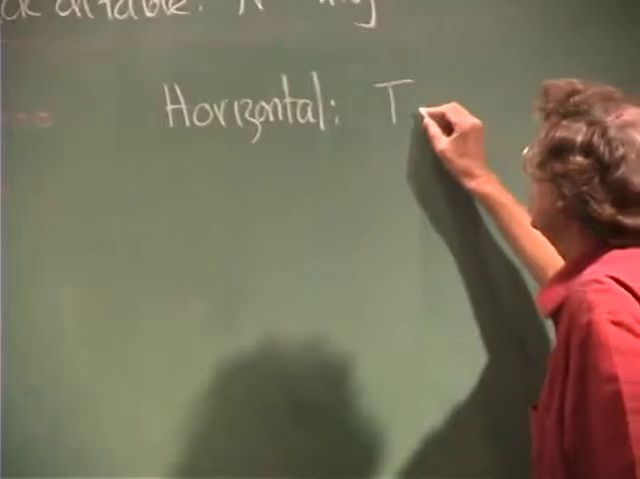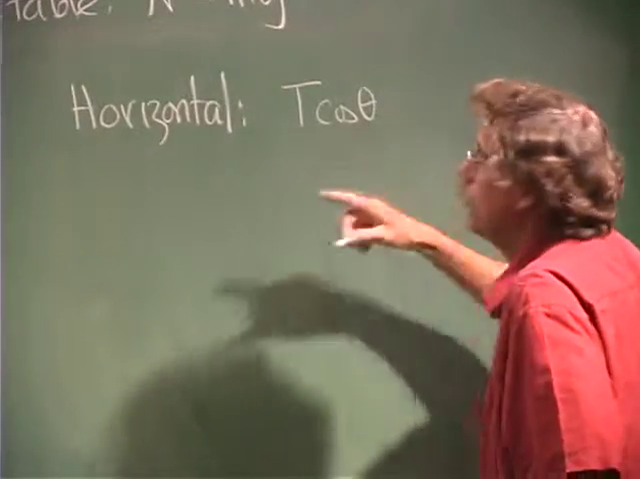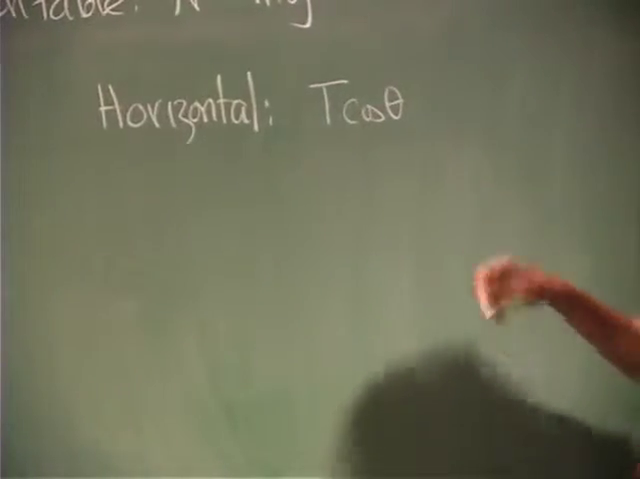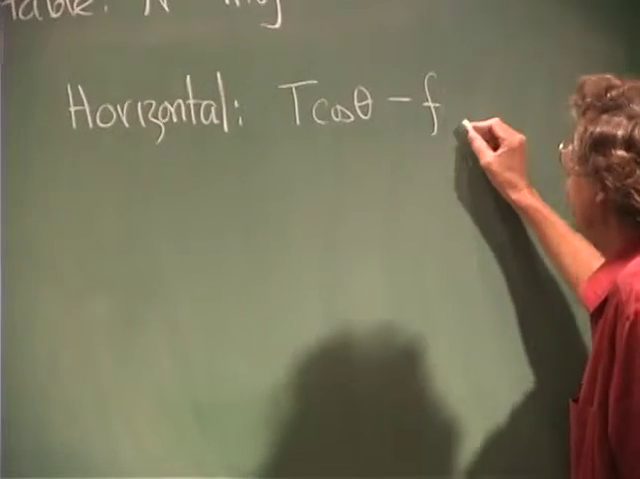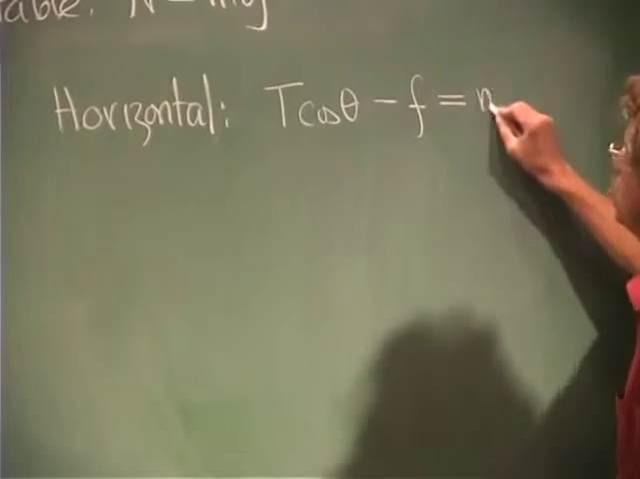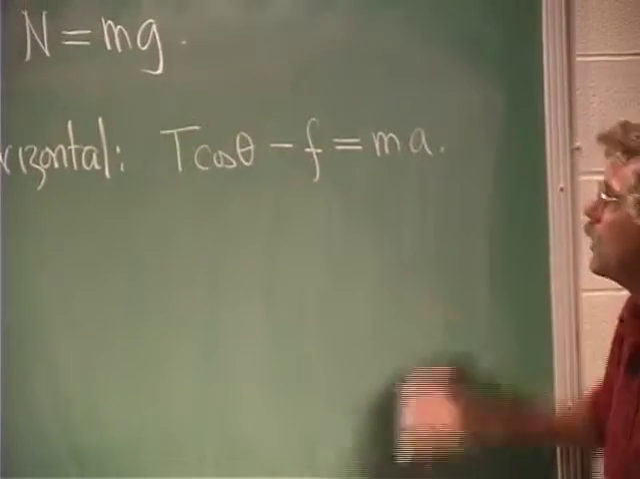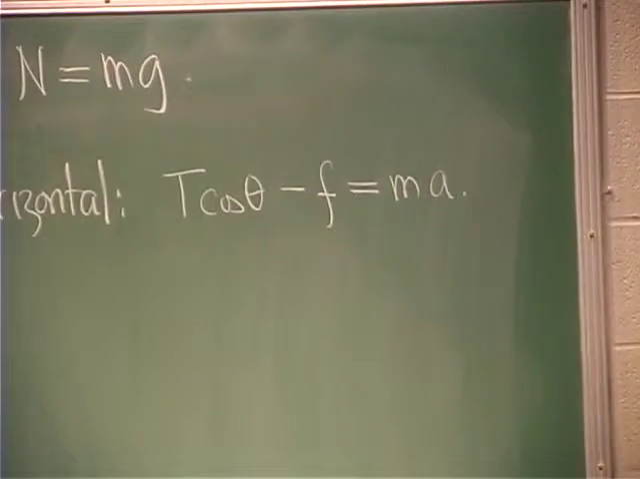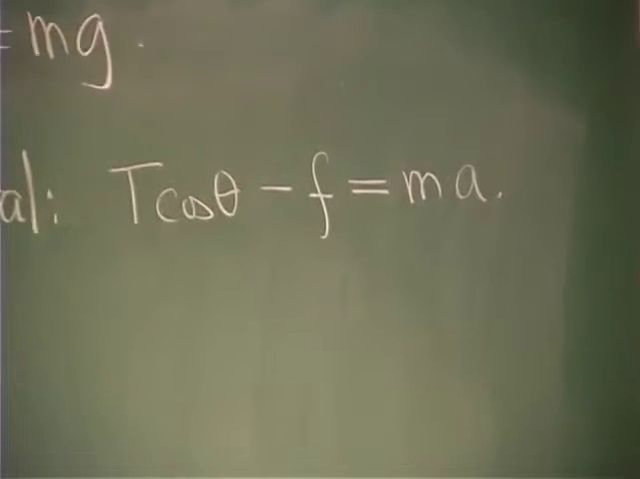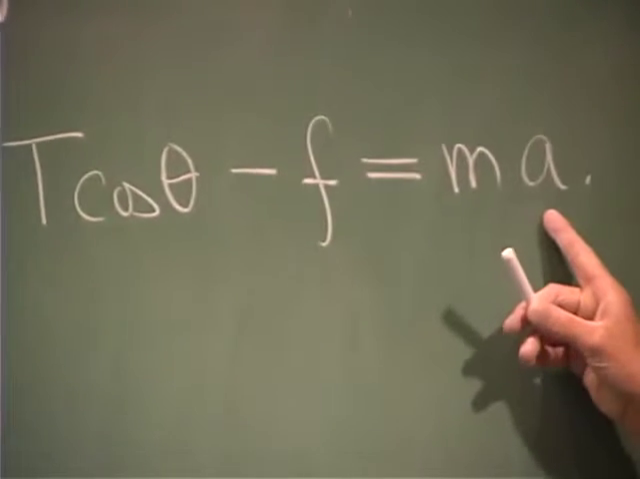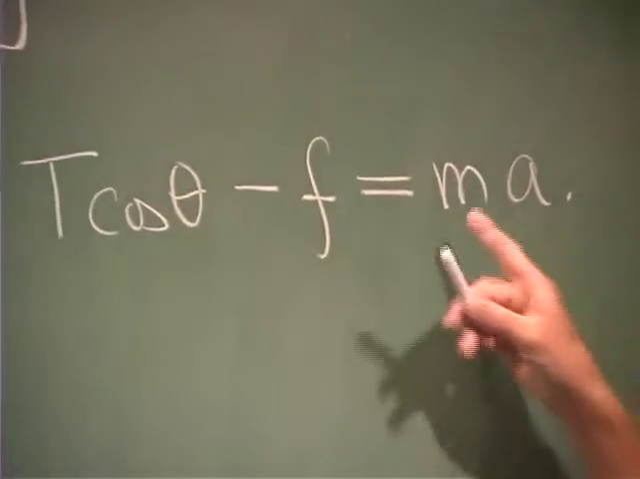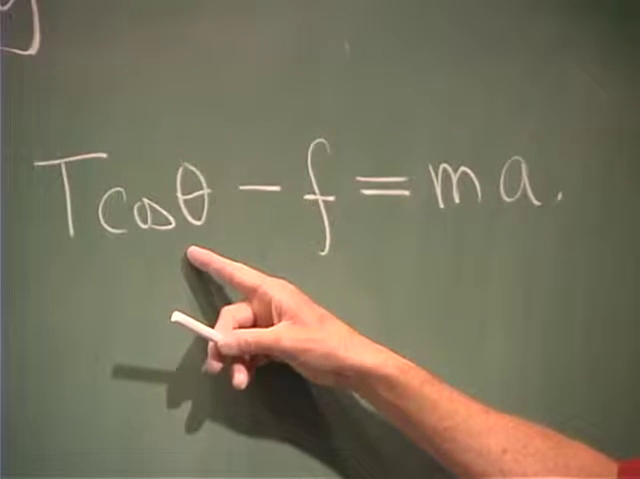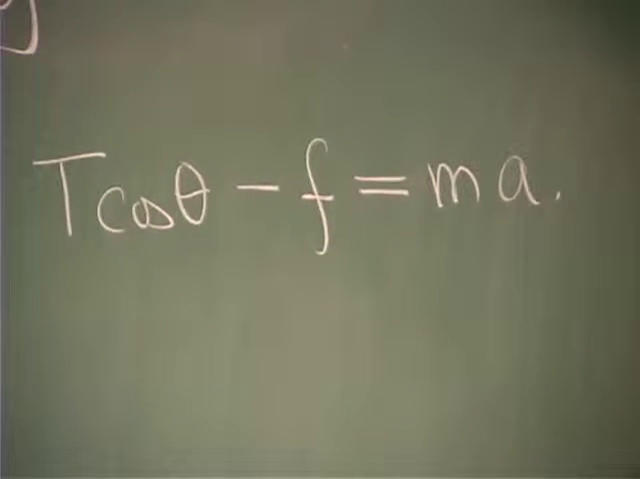So let's write it like this. T cosine theta, that's the forward component of the tension, minus the friction pulling back, and that's supposed to be equal to the mass of this object times its acceleration. So there was the equation that you needed on the homework. I think that it asked you to find the acceleration, didn't it? So just divide through by m, and that will tell you what the acceleration of this object is.